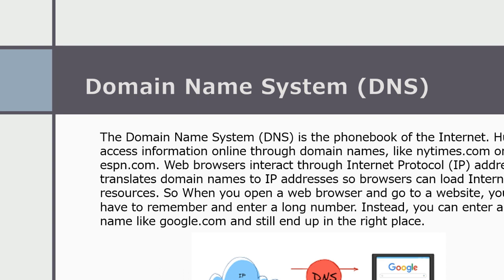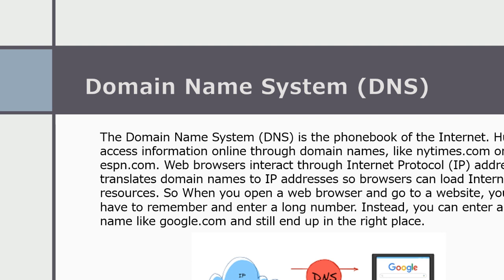Domain name system or DNS. DNS is the phone book of the internet. Humans access information online through domain names like nytimes.com or espn.com. Web browsers interact through Internet Protocol or IP addresses. DNS translates domain names to IP addresses so browsers can load internet resources.